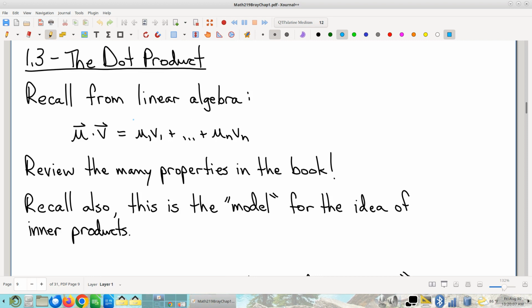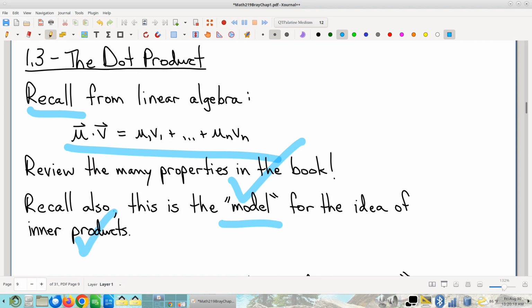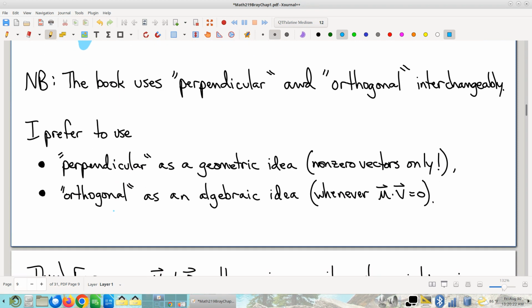Remember, this is a review thing. Don't forget that's the formula. There's a bunch of properties in the book. Cultural note: it's the model for the idea of inner products. That's pretty cool. And then, there's this little bit here.